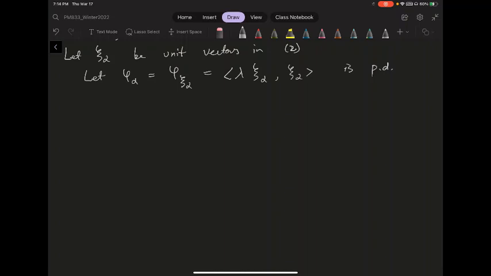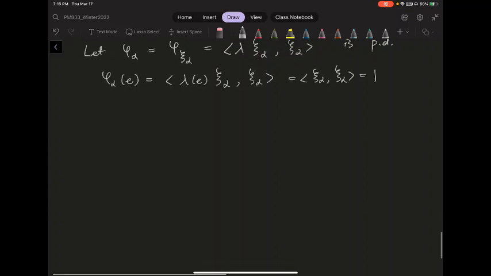And because they're unit vectors, if I evaluate at the identity, so this is the lambda b tested on the psi alpha, but at identity, this is basically the identity operator. So this is the inner product of the psi alpha with itself, which is the length of psi alpha, which is 1, okay, because they're unit vectors. Okay, so these positive definite functions satisfy that they're equal to 1 at the identity.